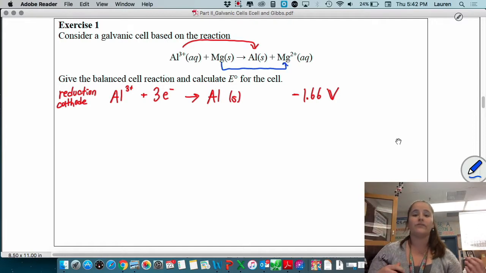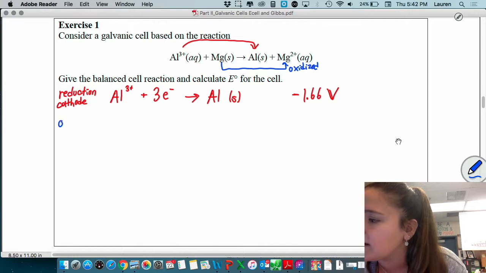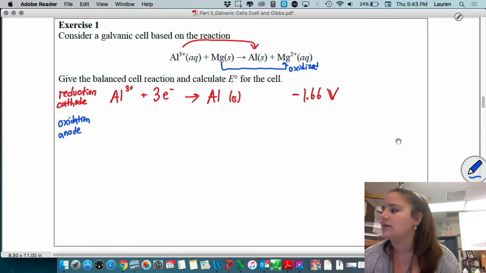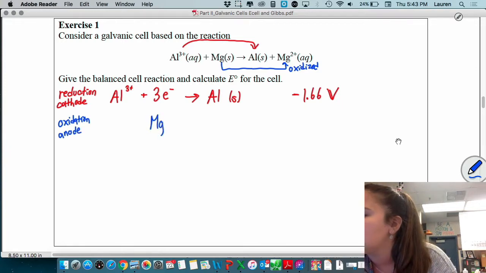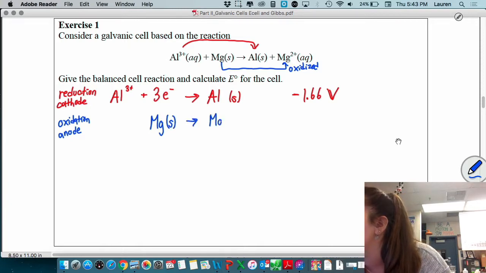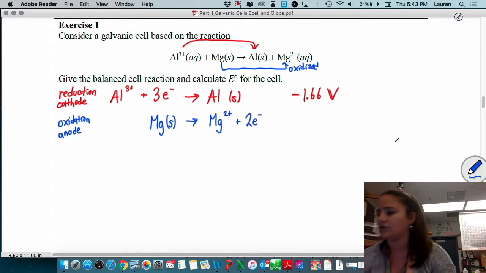Okay, so now let's look at the magnesium. The magnesium is going from a solid to ions. It is losing electrons, therefore it is oxidized. So let's look at the oxidation. That'll occur at our anode. So we have magnesium solid turning into magnesium 2+, and to do that it must have lost 2 electrons.